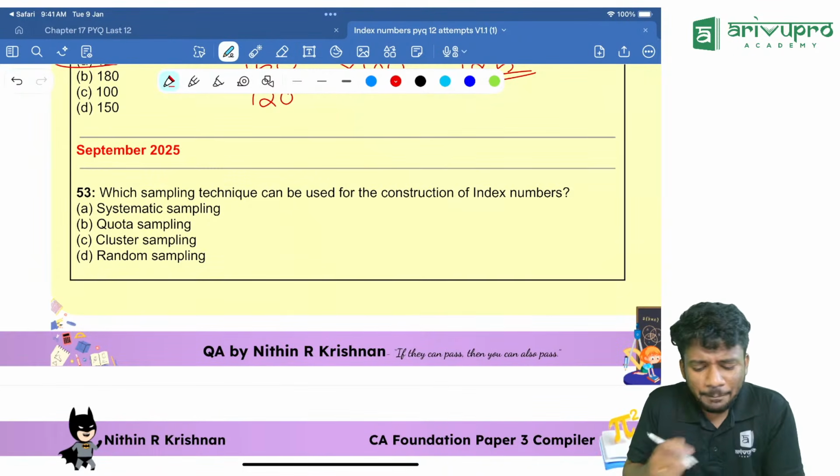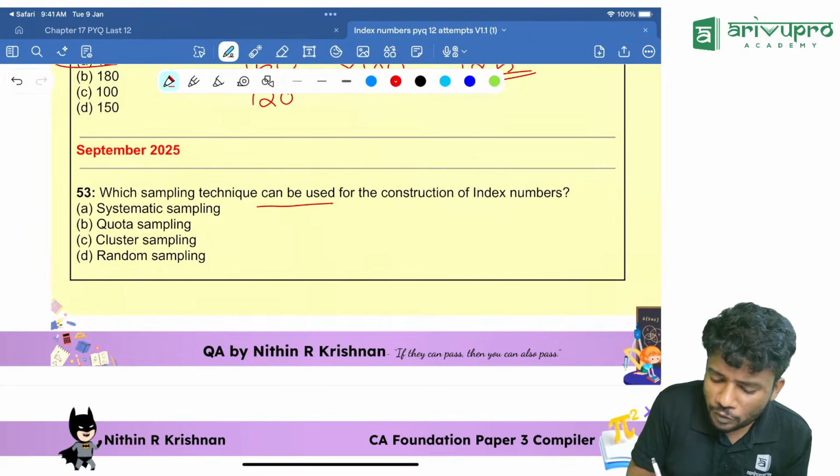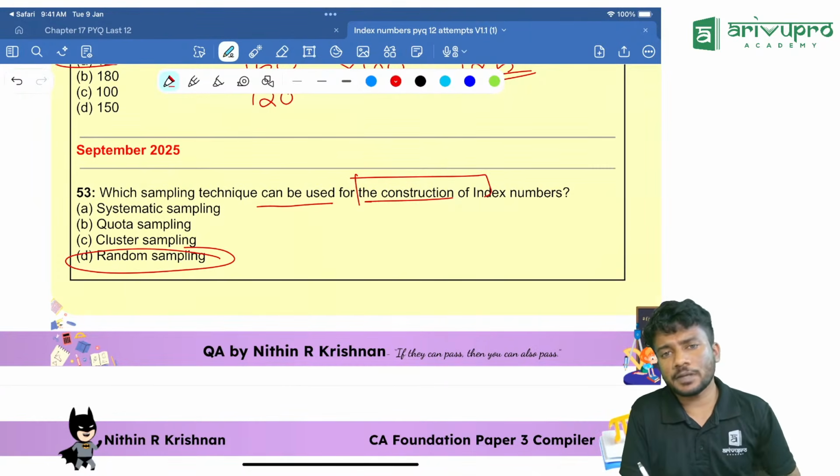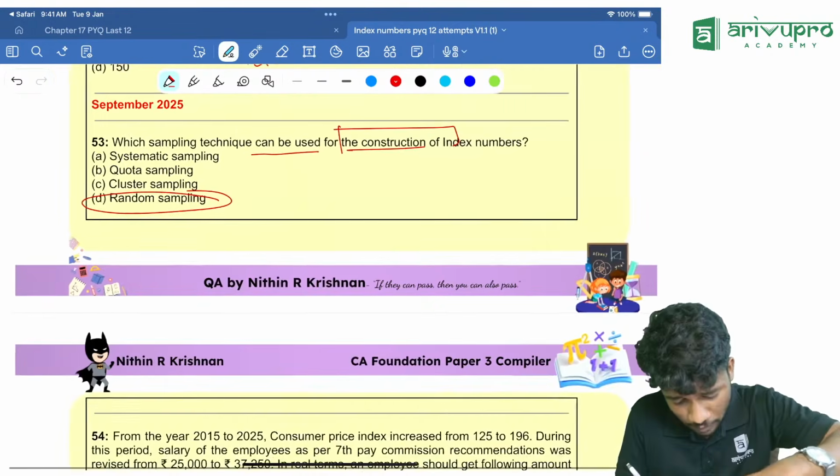Now, which sampling technique is used for the construction of index number? The answer is random sampling or stratified random sampling. Everything will come under that.